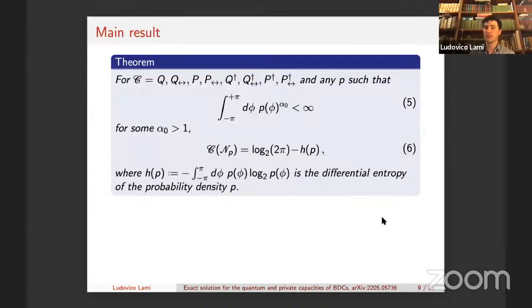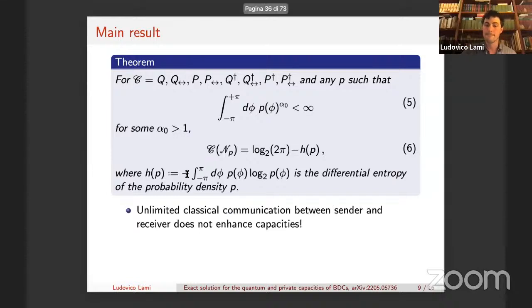The main result of this talk is that under a very mild regularity condition on the probability distribution P, which is this equation, which means that basically one of its Renyi entropies has to be finite for some alpha_0 larger than 1, if that holds, which is the case in most practically interesting cases, you can compute all of these eight capacities. They all coincide, and they are given by this very simple formula in equation 6: just log 2 pi minus the differential entropy of the probability density P.